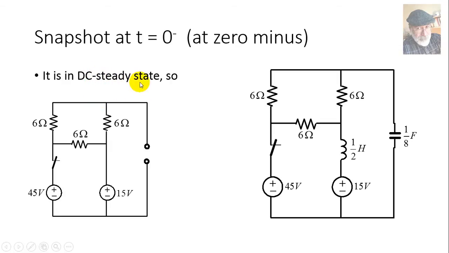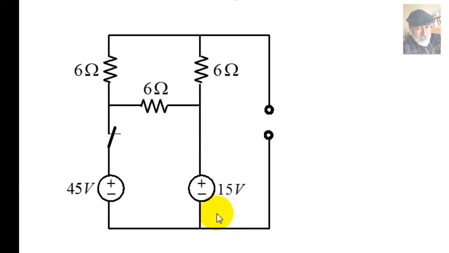It's in DC steady state, right? So that means that this inductor behaves as a conductor, as a wire, this conductor. And the capacitor is fully charged, so it behaves as an open circuit, this open circuit. The only part of the circuit that remains is this one here, as shown. And in there we need to compute this current, IL(0), which is the initial current in the inductor, and also this voltage, VC(0), the initial voltage in the capacitor.